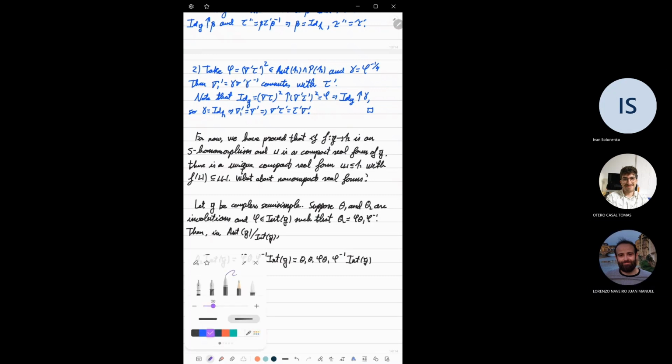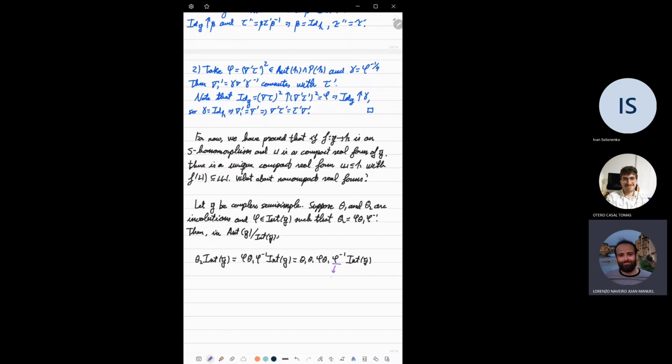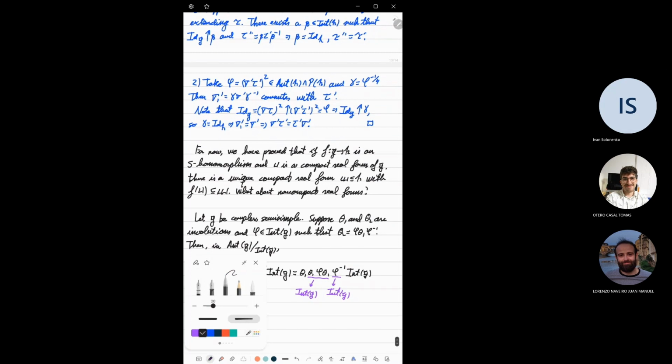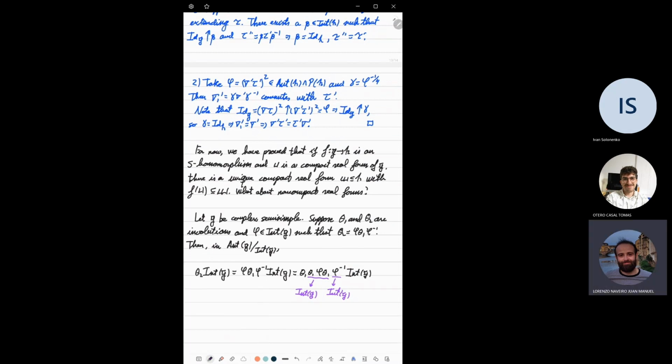And notice that this element here is in the inner automorphism group of G, and this element here is a conjugate of an inner automorphism. And since the inner automorphism group is the identity component of the whole automorphism group, and conjugation preserves connected components, this is also in the inner automorphism group. Okay. So what this gives is that the coset of theta 2 is also the coset of theta 1.